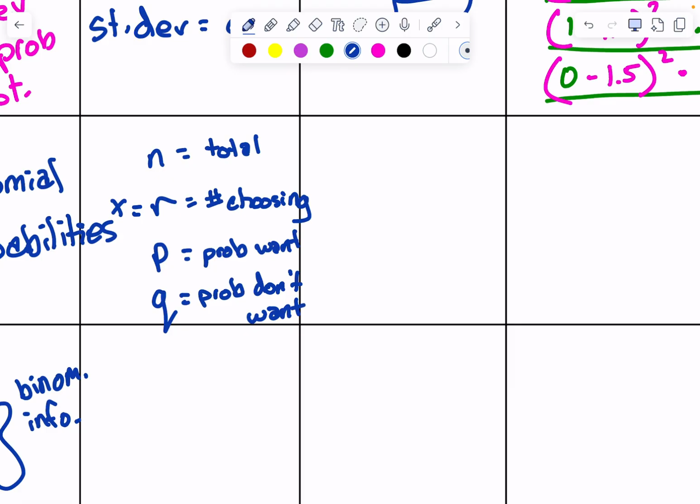Okay, formula? Do you have it memorized? NCR, that's the first chunk, times P to the R, that's the second chunk, and times Q to the N minus R. That's the probability of what you want and how many you want, and then the probability of what you don't want and how many you don't want. It just makes sense, right? Okay, all right.